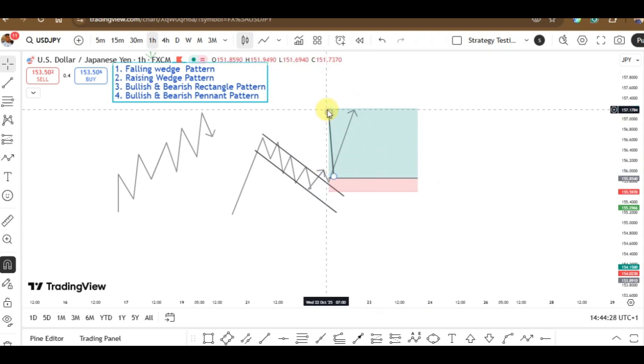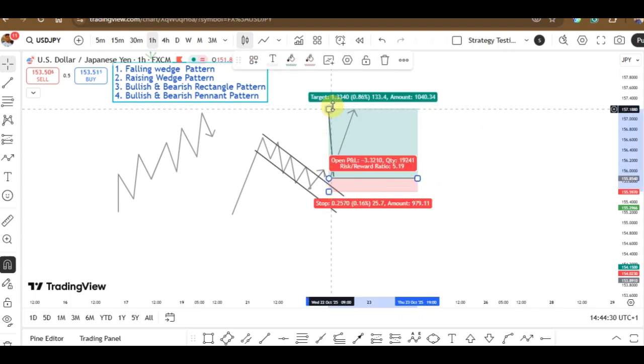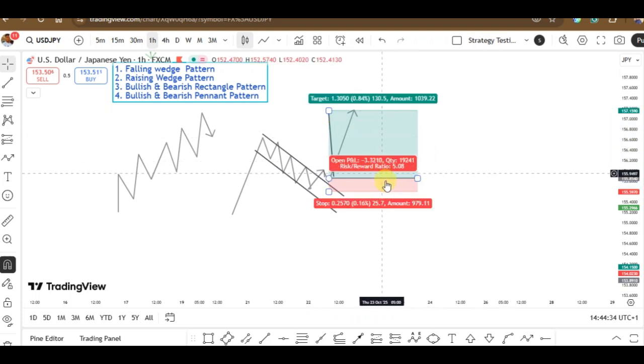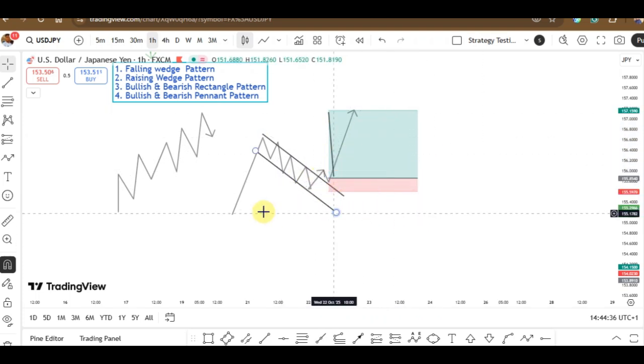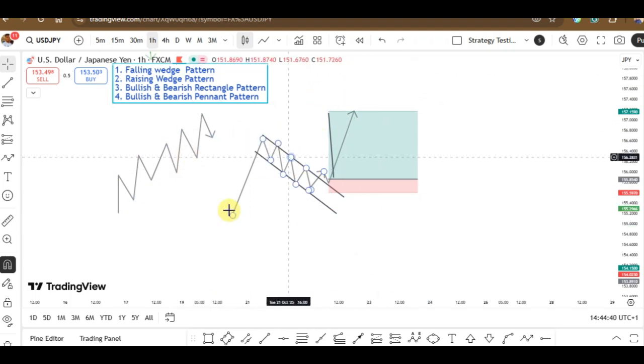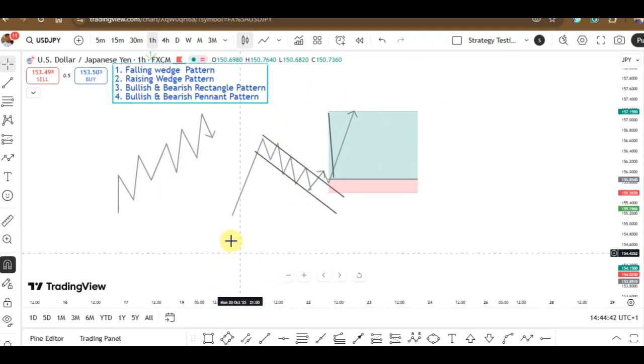That can give you a risk reward of 1 to 5, depending on how the candles are, and depending on the time frame you are trading. Actually, this pattern you can trade on any time frame, no matter the time frame you are seeing it, you can trade it.